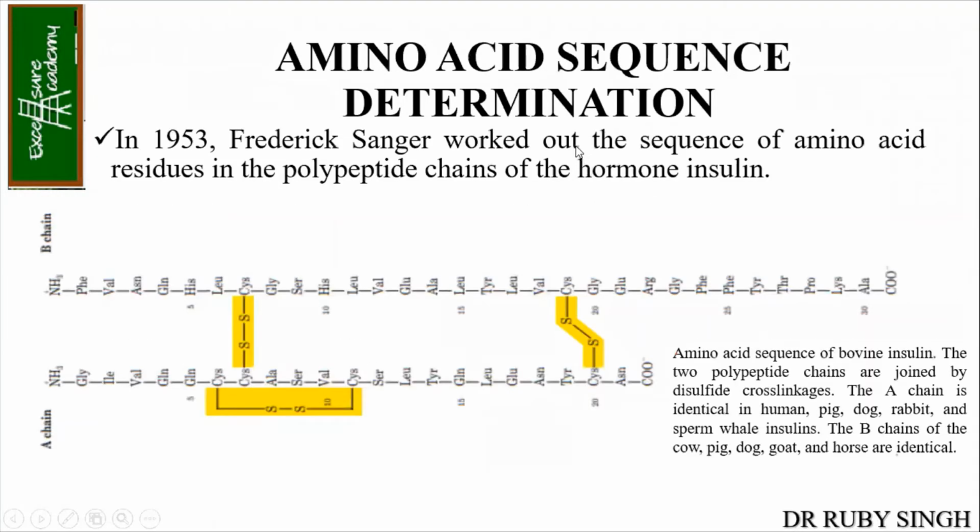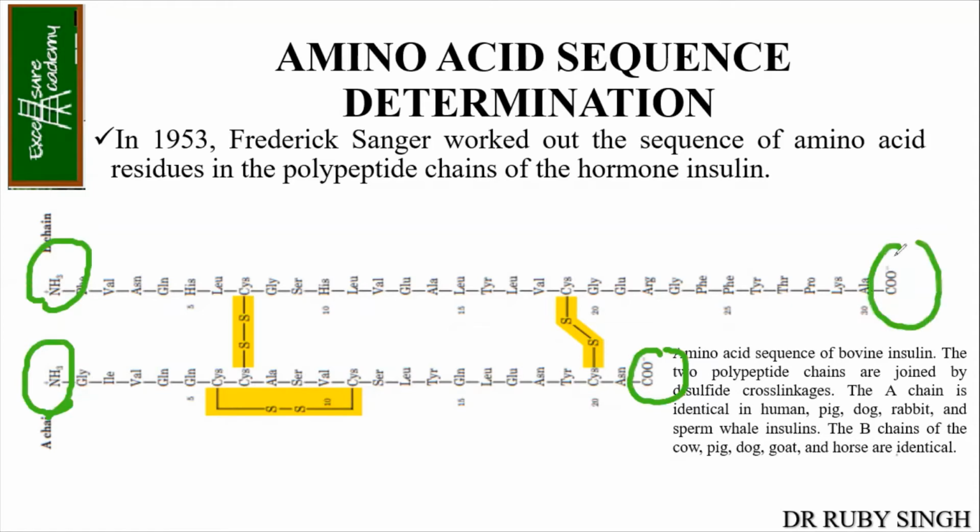Now, this is one example. In 1953, Sanger worked out the sequence of amino acid residues in the polypeptide chains of the hormone insulin. Tell me, how many N-terminal residues are there, and how many C-terminal are there? Two N-terminal, yes, correct. So we have two N-terminal and two C-terminal. Both are linked by two disulfide bonds.